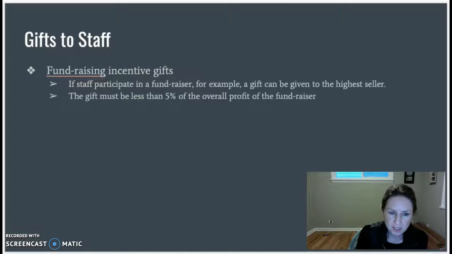So other gifts to staff can include fundraising incentives. For example, if a staff member participates in a fundraiser to help the school earn money, a gift can be given, let's say, to the highest seller. The gift must be less than 5% of the overall profit of the fundraiser.